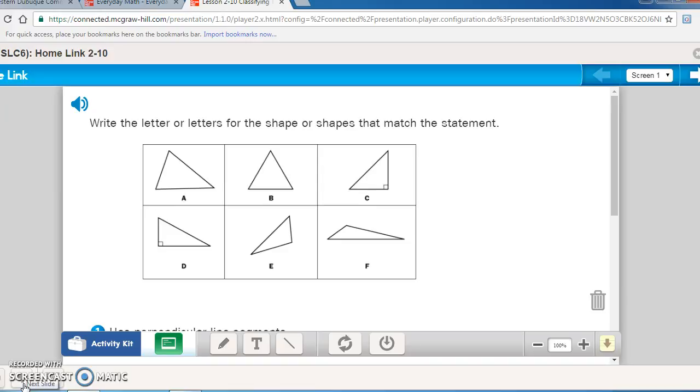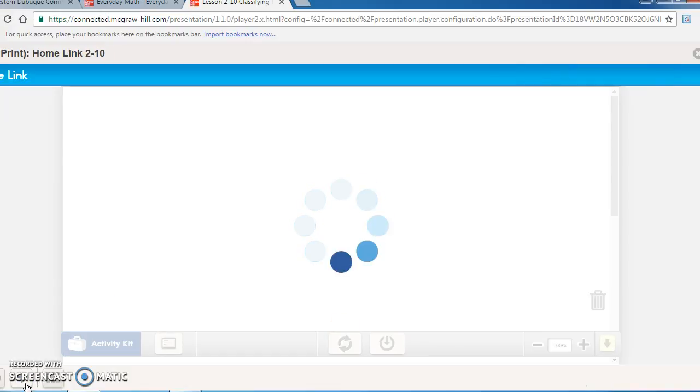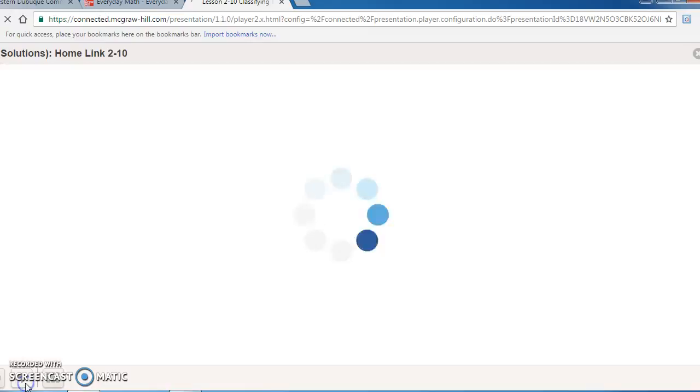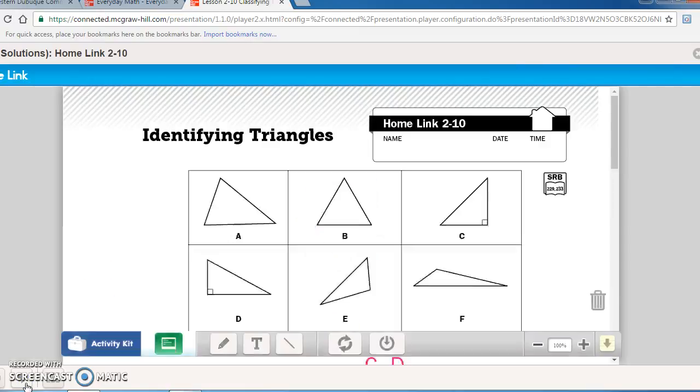Remember, if you're finding any of this difficult and you don't know for sure what it's asking you, or you don't remember what perpendicular lines are, or what a right angle is, or an obtuse angle, go back to your SRB pages and it will tell you on this sheet where to find those and figure out what you need to do. This is it for lesson 210.